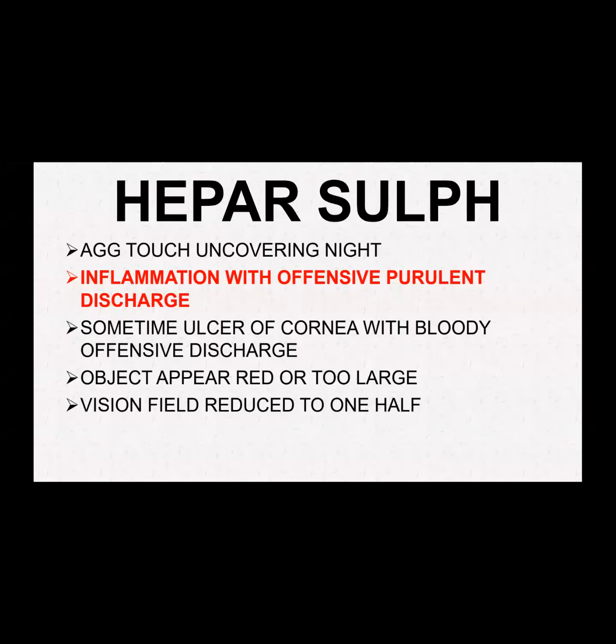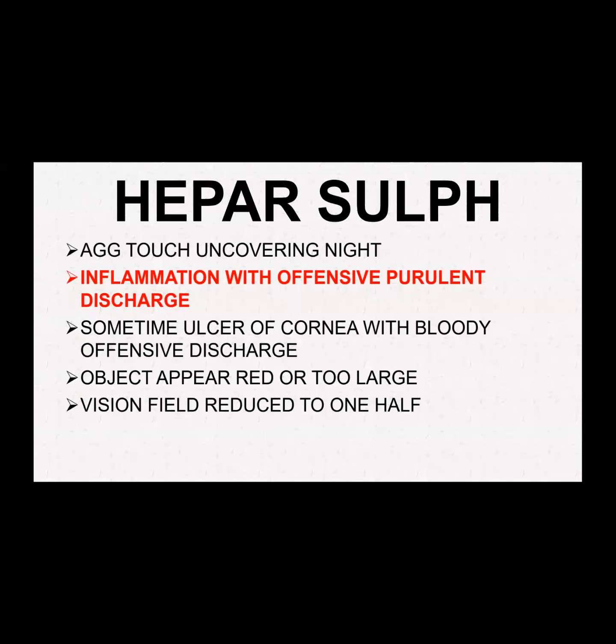This means that if the pathology has not been cleared with any similar medicine, then the vision in Hepar changes and is reduced to half. And due to excessive suppuration, there is a chance of ulcers of the cornea in Hepar. In the starting stage of ulcer of the cornea in the acute phase, we are going to use Hepar.